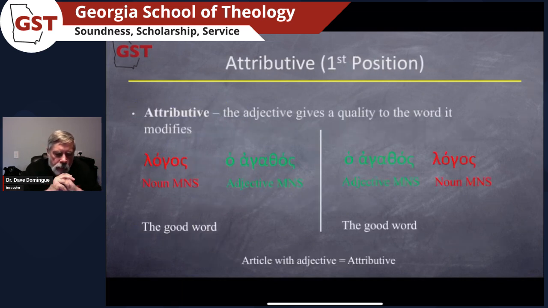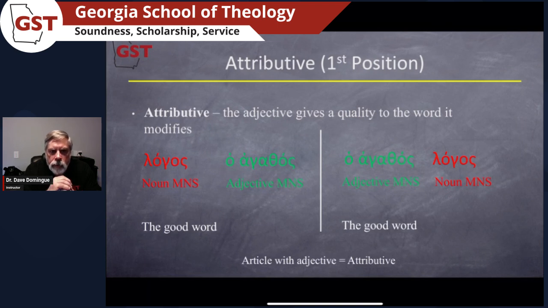So let's talk about how to recognize the attributive. Attributive is really nothing more than the adjective giving information about the noun it's modifying. So the adjective gives a quality to the word it modifies. Logos ho agathos, or ho agathos logos. The order does not matter. What you notice, and the most important thing, is the article is associated with the adjective, ho agathos, in both cases. Logos is the noun.